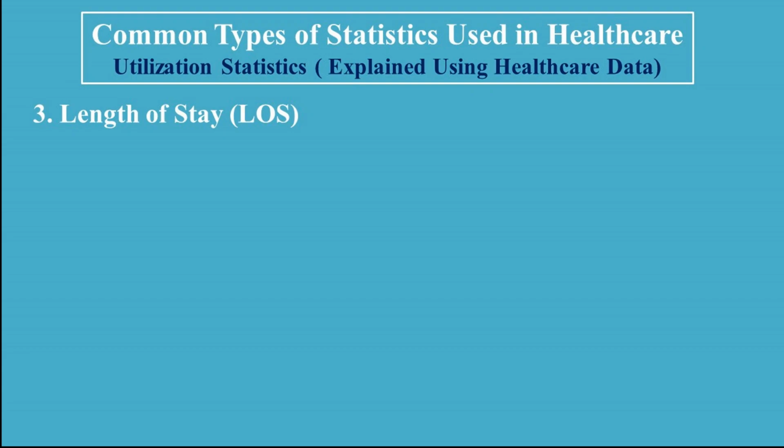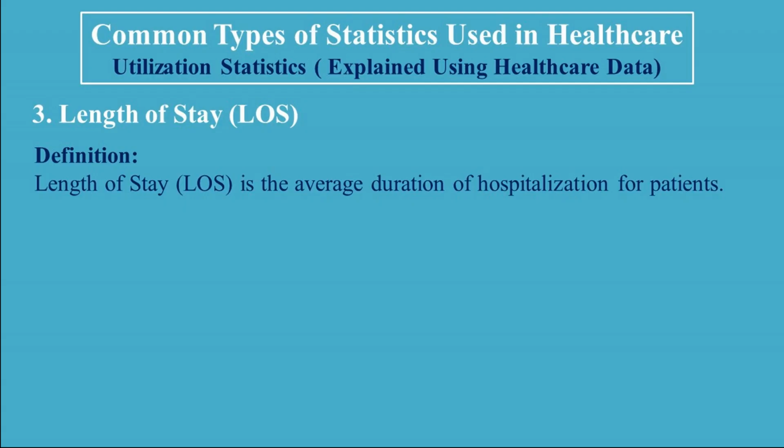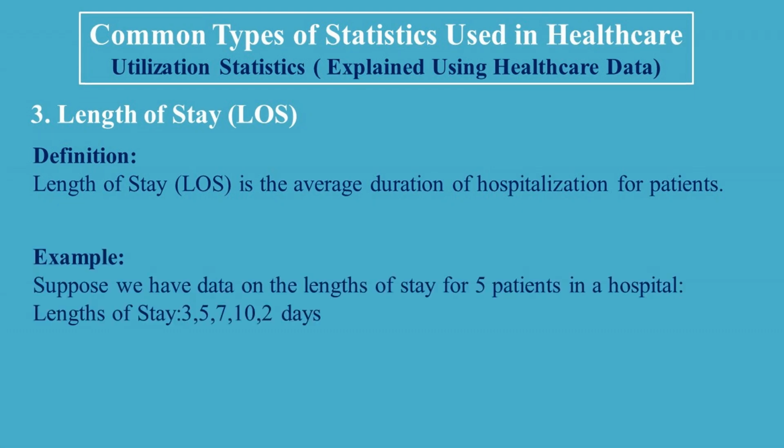3. Length of stay, LOS. Definition: Length of stay, LOS, is the average duration of hospitalization for patients. Example: Suppose we have data on the lengths of stay for 5 patients in a hospital. Lengths of stay: 3, 5, 7, 10, 2 days.